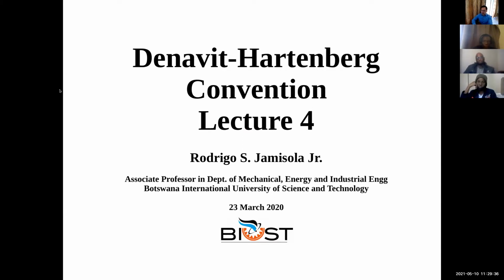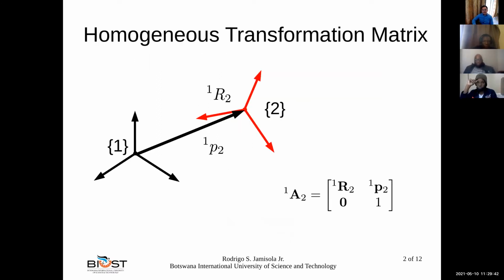Okay, so this is lecture 4 for the Denavit-Hartenberg convention. In the last lecture, we already learned about the transformation matrix, which in our class symbol is A. This is the transformation matrix of frame 2 with respect to frame 1, and it consists of two main components: the rotation matrix, which is the rotation of frame 2 with respect to frame 1, and the position vector P, which is the position of frame 2 with respect to frame 1.